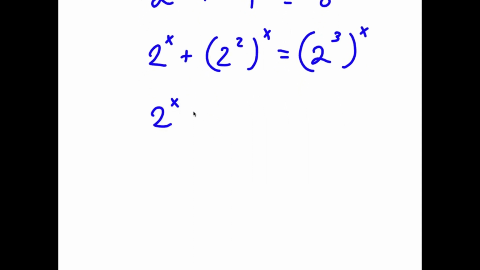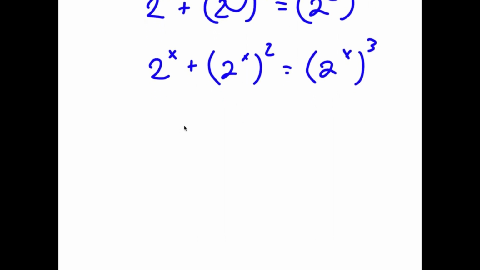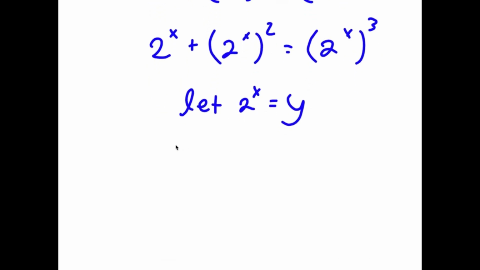Now I'm going to rewrite this as 2 to the power of x plus 2 to the power of x to the power of 2 is equal to 2 to the power of x to the power of 3. So all I did was switch the places of these two exponents. Now I'm going to let 2 to the power of x equal the variable y. So now I have y plus y squared is equal to y to the power of 3.